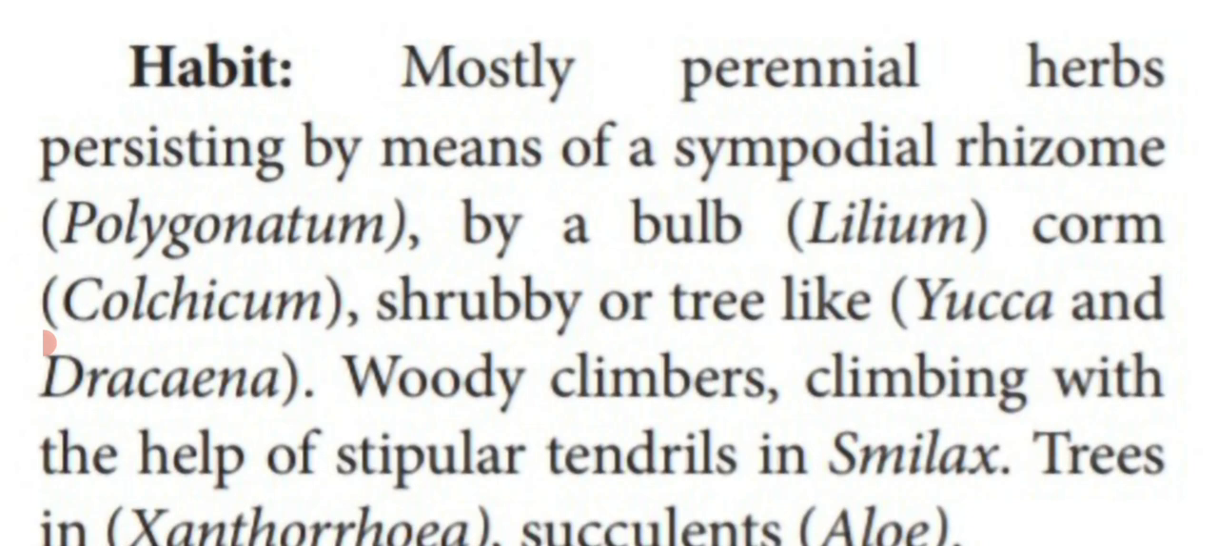Then shrubby or tree-like: some of the plants look like shrubs up to 7 feet in height, or some of them look like a tree. It's not really a tree, but their appearance looks like a tree. Example, Yucca and Dracaena. Some act as woody climbers. Woody climbers are otherwise known as lianas. Then some plants have weak stems, unable to stand erect, and need some host plant to survive. That is known as climbers.